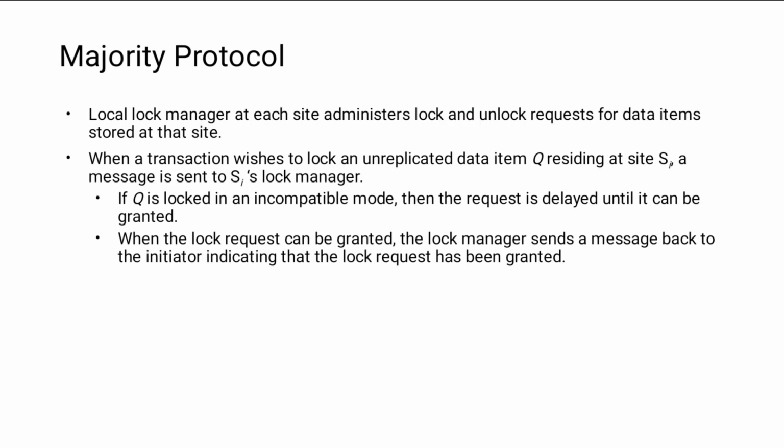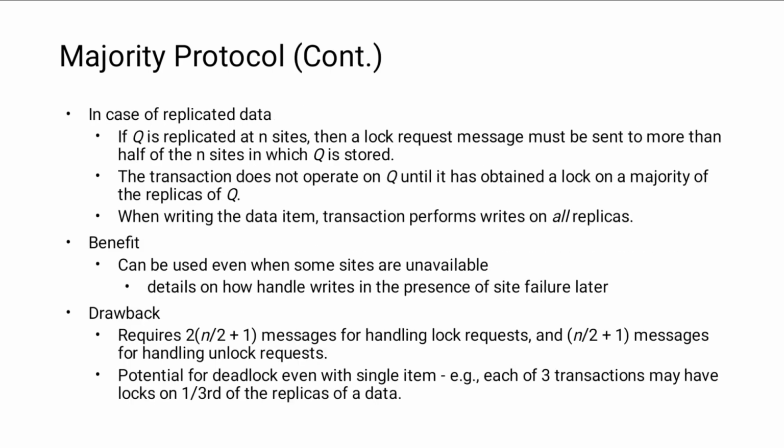Next, majority protocol. In this, a local lock manager at each site administers lock and unlock requests for data items stored at that site. When a transaction wishes to lock an unreplicated data item Q, a message is sent. If Q is locked in an incompatible mode, then the request is delayed until it can be granted. When the lock request can be granted, the lock manager sends a message back to the initiator indicating that the lock request has been granted. This is the majority protocol.